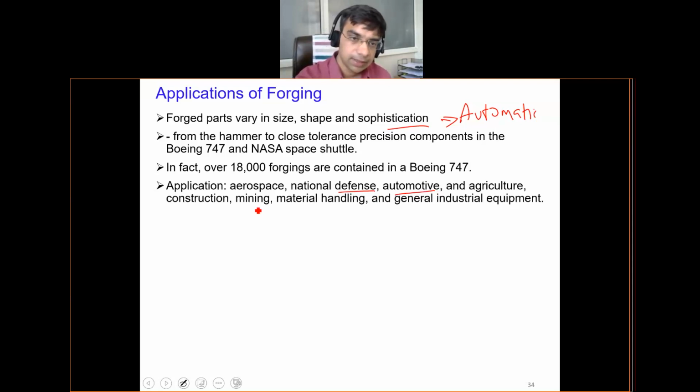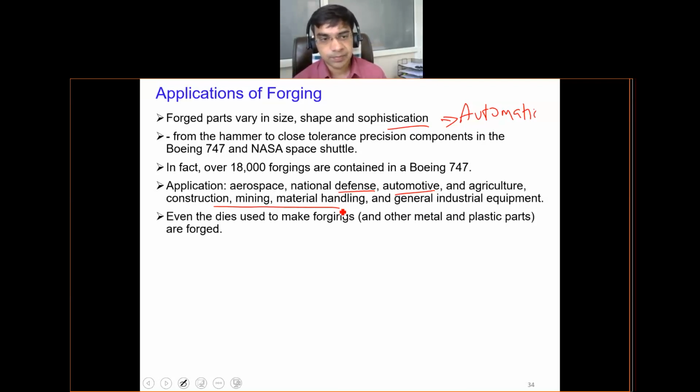Beyond aircraft, forged products are also used in defense applications, automobile, agricultural, construction, mining, material handling, all these types of applications where you see a very rigorous service environment, a very corrosive environment, high temperature. In such environments, forged products are very popular.